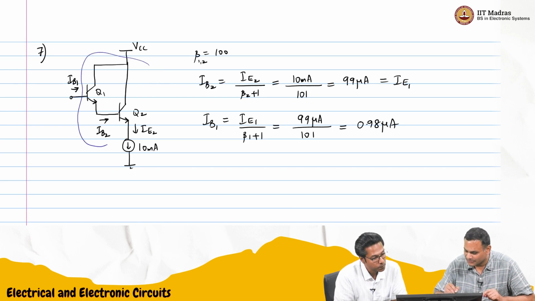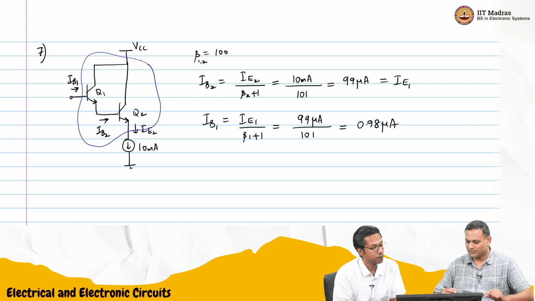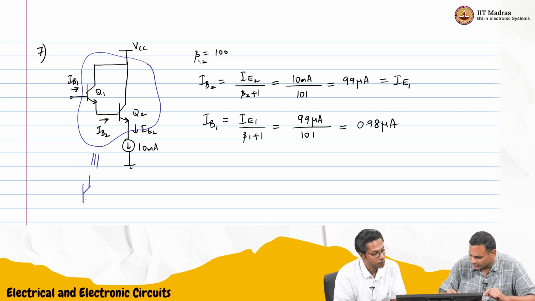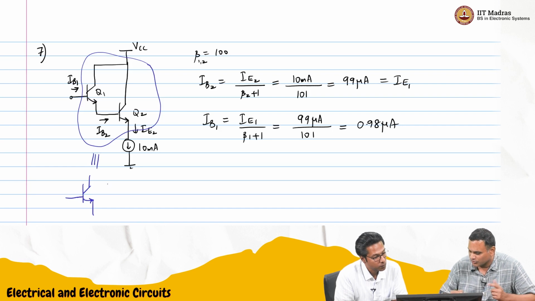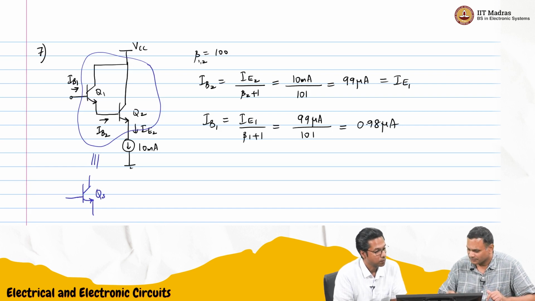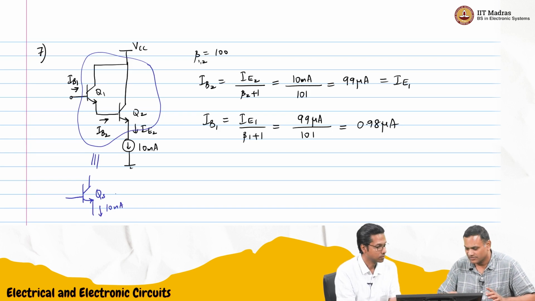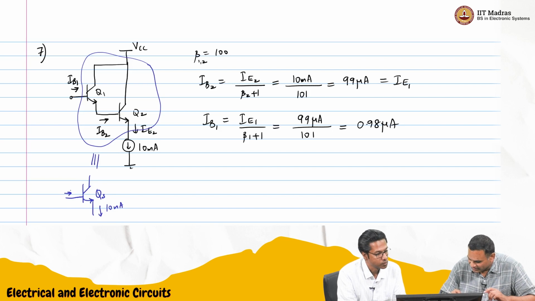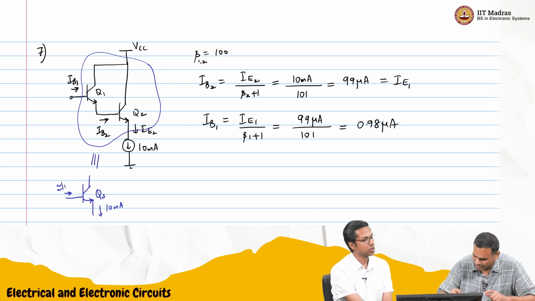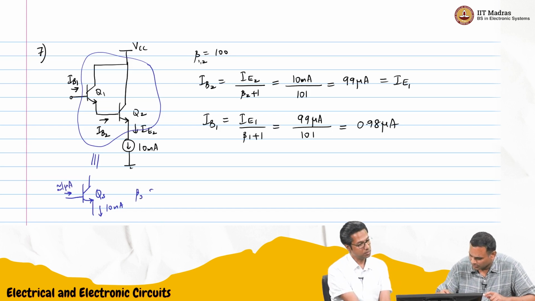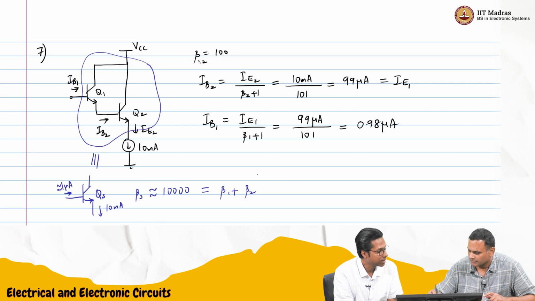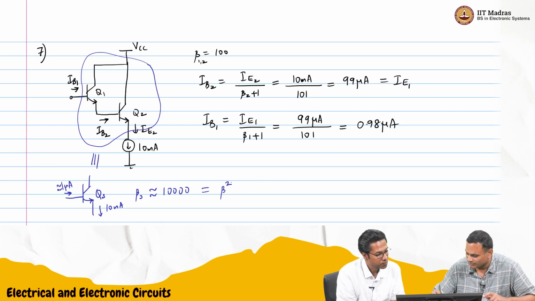So across these three terminals, this seems to be equivalent to some new Q3. The base current coming out of this terminal is 10 milliamperes. The current going in is the sum of the two currents, that is not a problem. And the base current going in is very close to 1 microampere. So it's almost beta 1 times beta 2. Because here both betas are the same, it's almost beta squared.